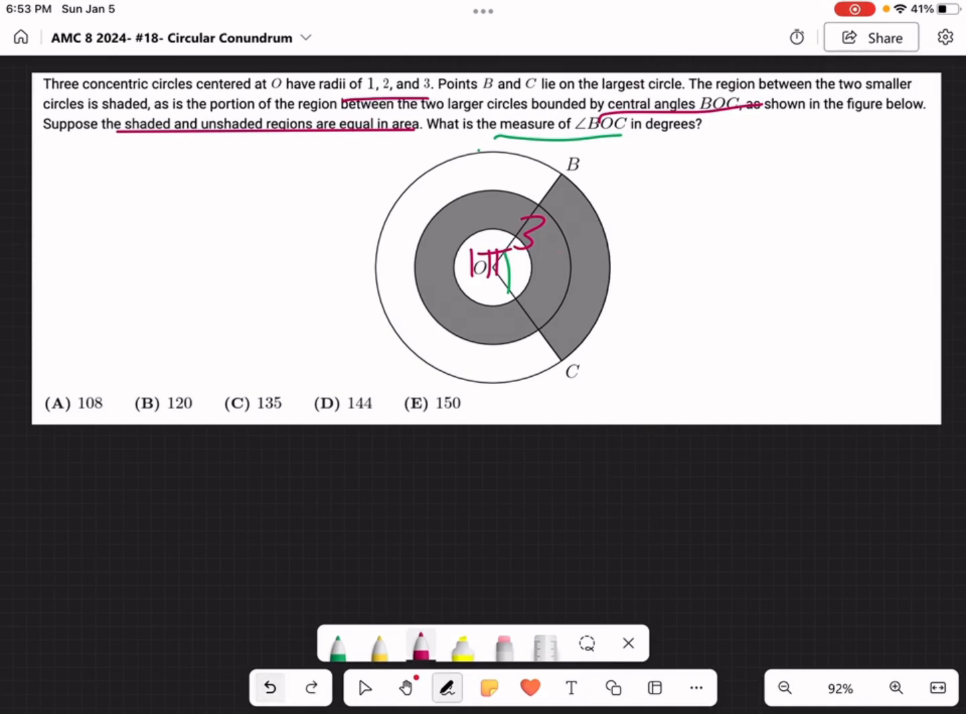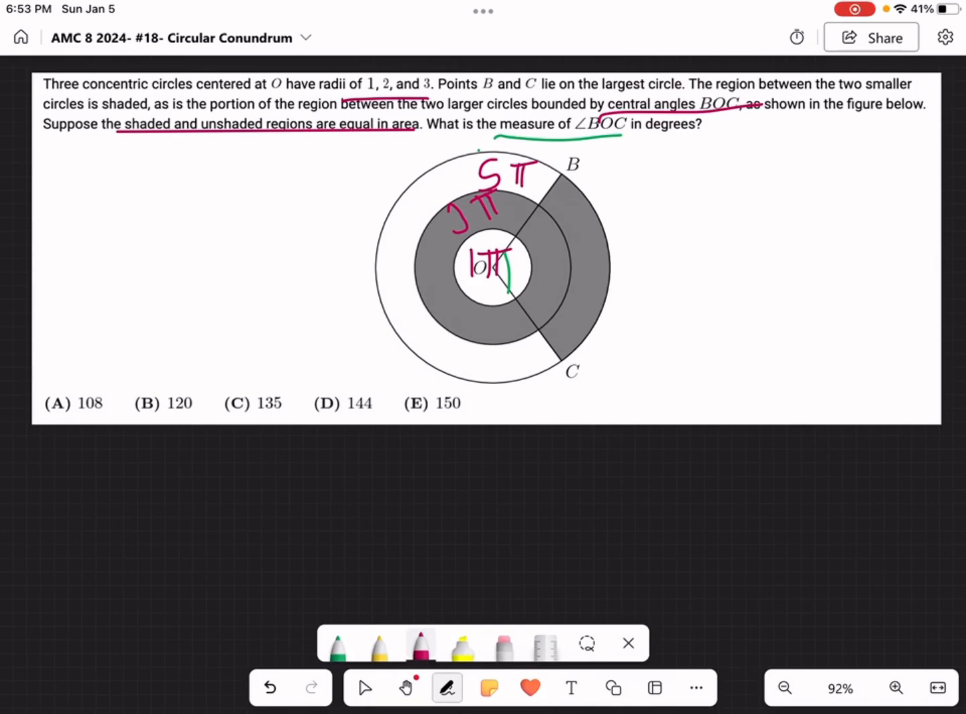Actually, no, let's write it on top. Okay, and finally we have 3 squared pi for this largest circle, but you have to subtract 3 pi plus 1 pi, or subtract 4 pi. So this outer circle's area is going to be 5 pi.